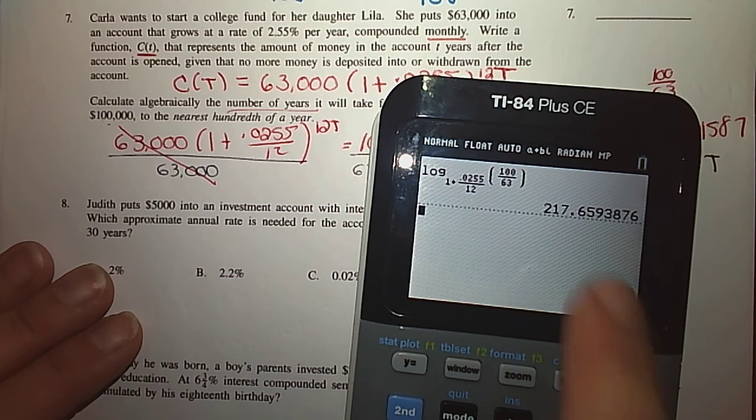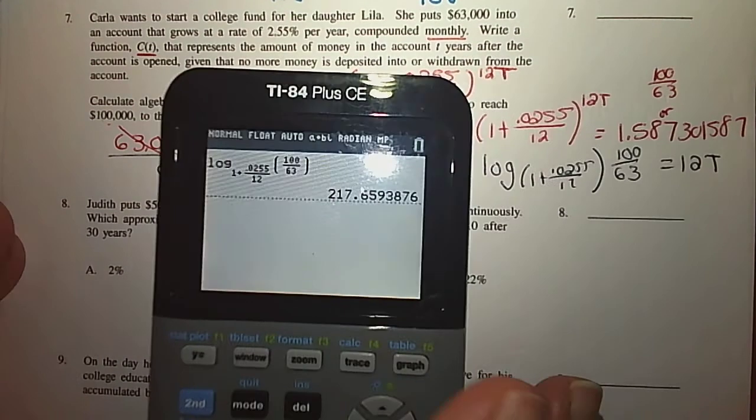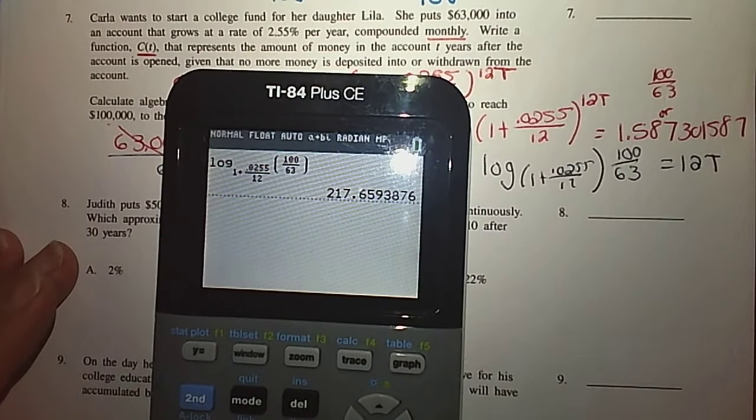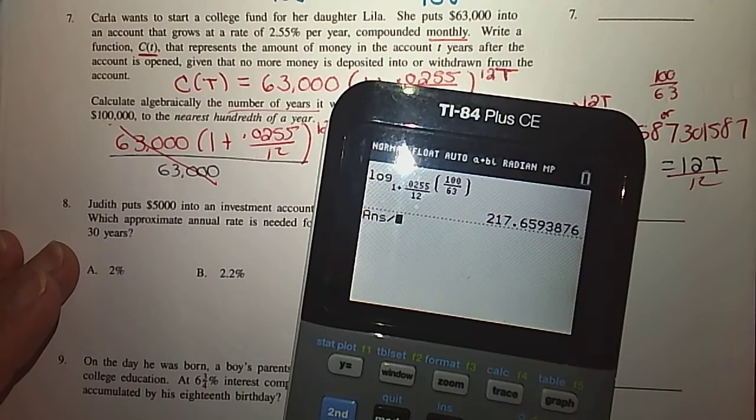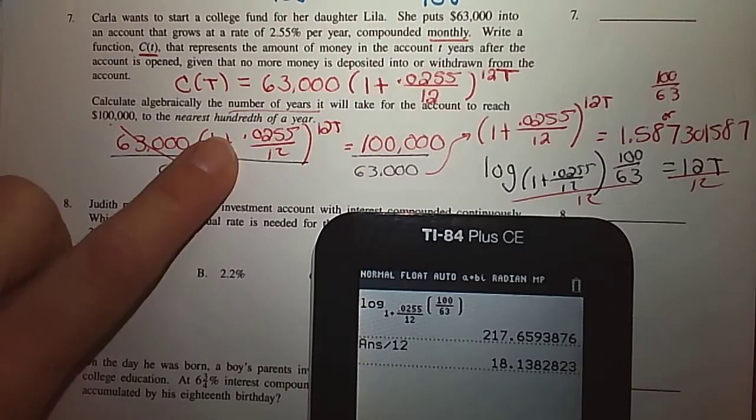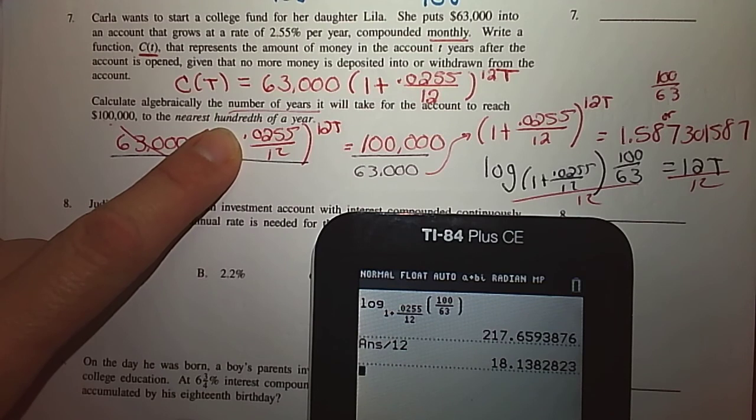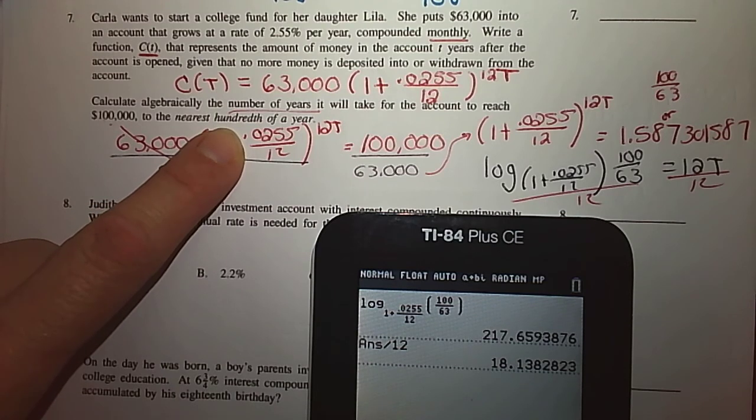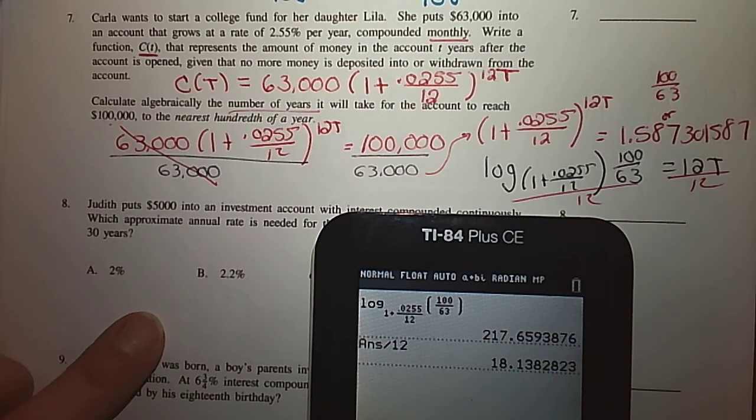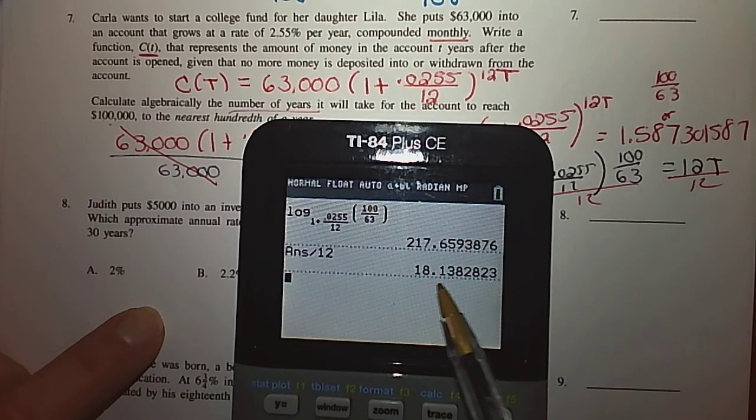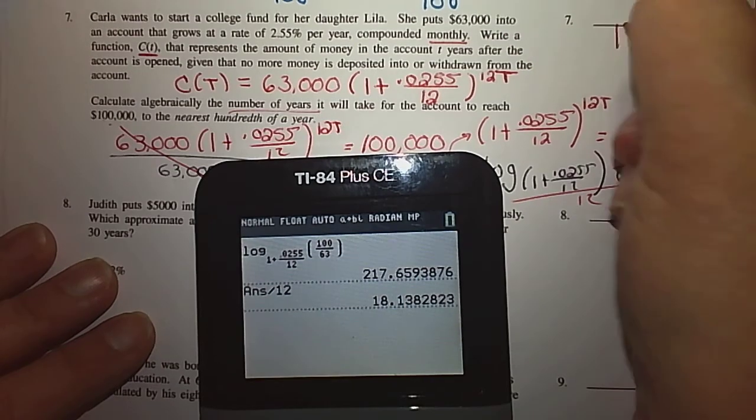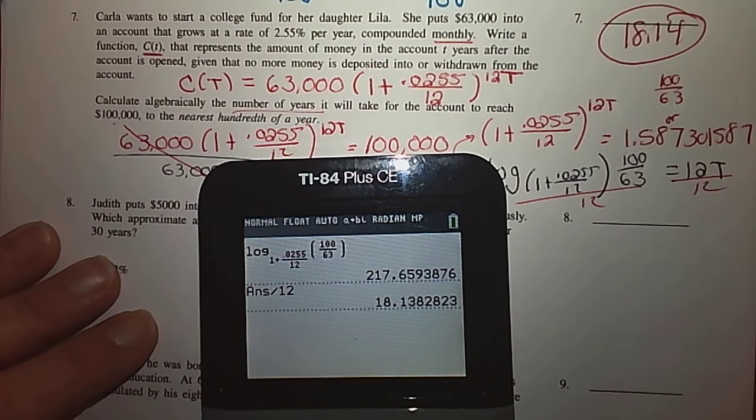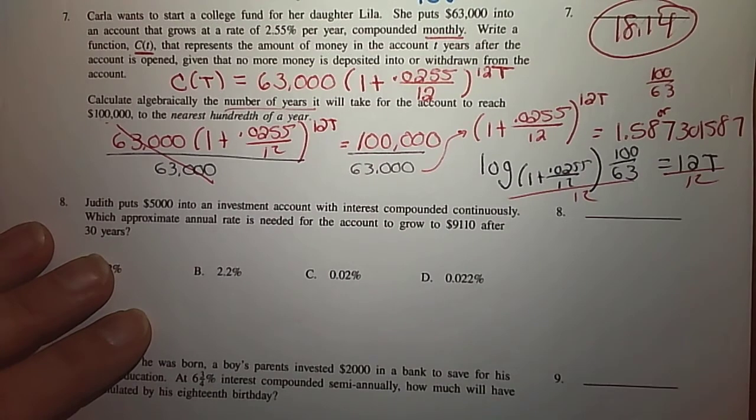Boom. All right, now that's not the answer because it said equal to 12t, so that means you have to divide by 12. So I'm going to take this now, divide by 12, and it wants it to the nearest hundredth, right? And hundredth would mean 2 decimal places. So it's 18.14. That would be the answer for that one, 18.14.